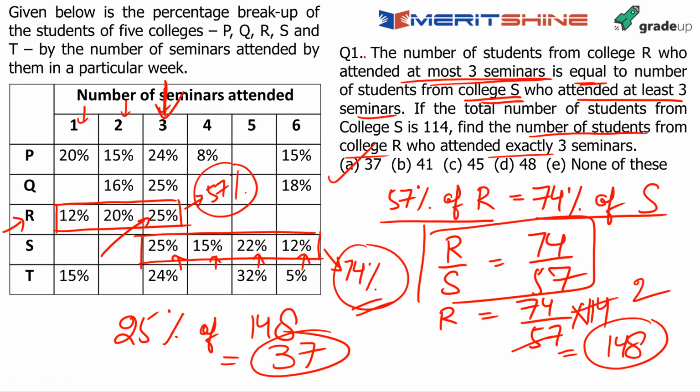There is just one suggestion in this. When I calculate this R at this step, 74 by 57 into 114, you do not need to do this. You can just write 74 by 57 into 114 into 25%, which means 1 by 4. At times the fractions cancel themselves. So do not calculate the intermediate steps. Just keep writing the chain and then you arrive at the exact answer.